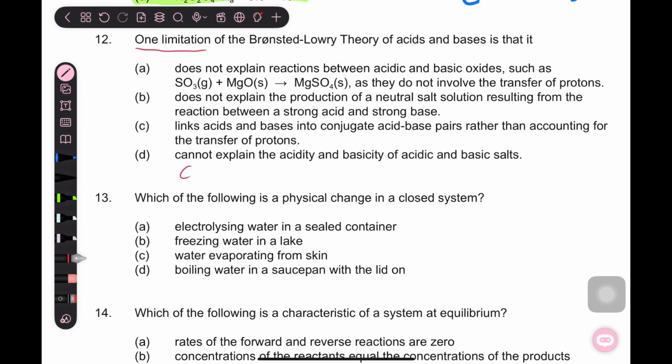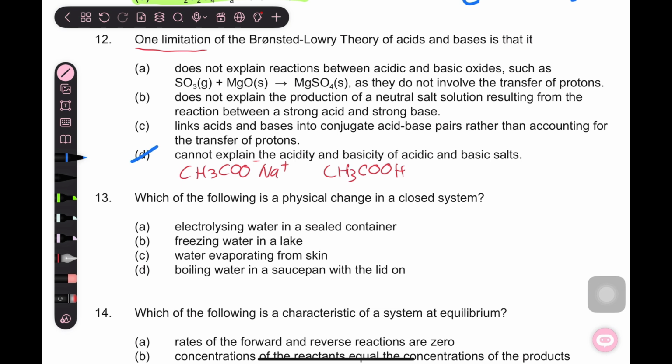Now, obviously, this is incorrect because if we have, for example, sodium ethanoate, then we know that according to the Bronsted-Lowry theory, where protons are donated and accepted, the ethanoate could become CH3COOH, therefore accepting a proton and acting as a base. So we know this one's wrong.